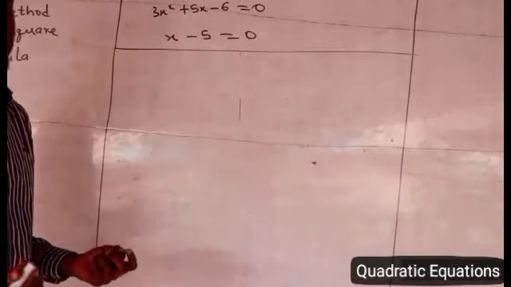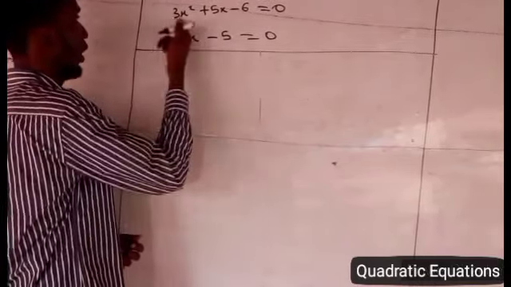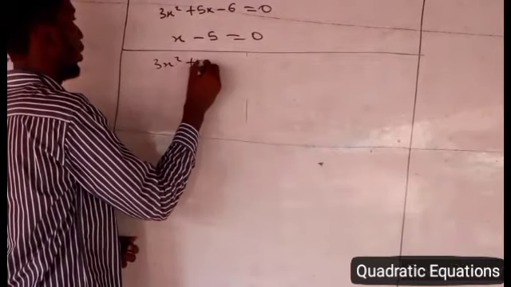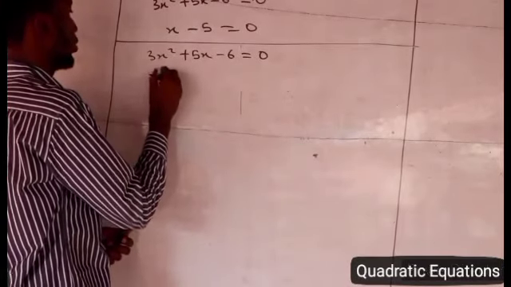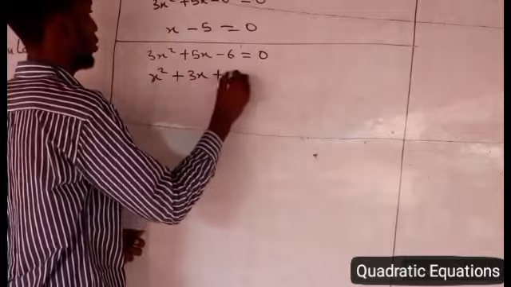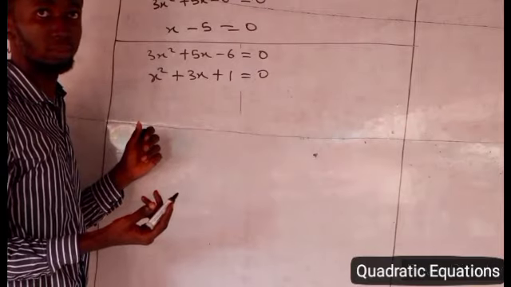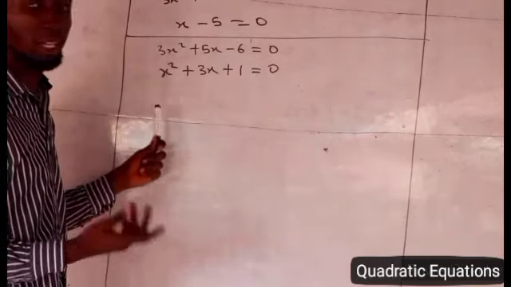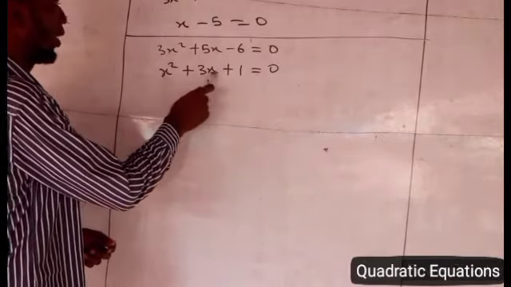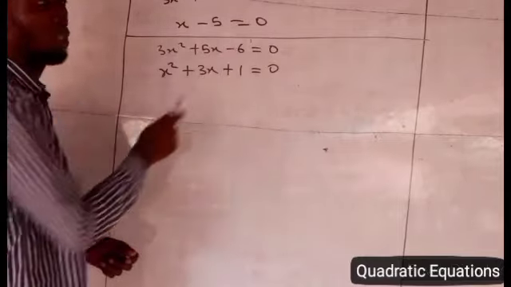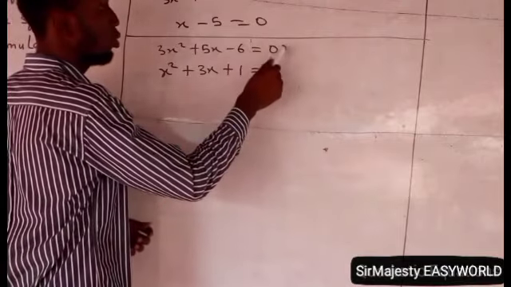And then we look at the general form of a quadratic equation. Usually in mathematics, quadratic equations are given in a form like this one, 3x squared plus 5x minus 6 equals 0, or something like x squared plus 3x plus 1 equals 0. If we look, we can see some similarities between these two quadratic equations. For example, they have a term in x squared, another term in x, and then another term which is a constant, that is a number, an integer. And most of the time they are equated to 0.